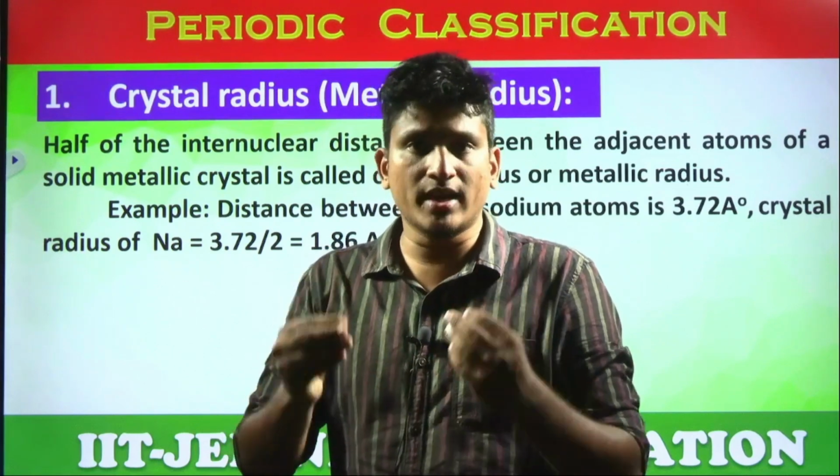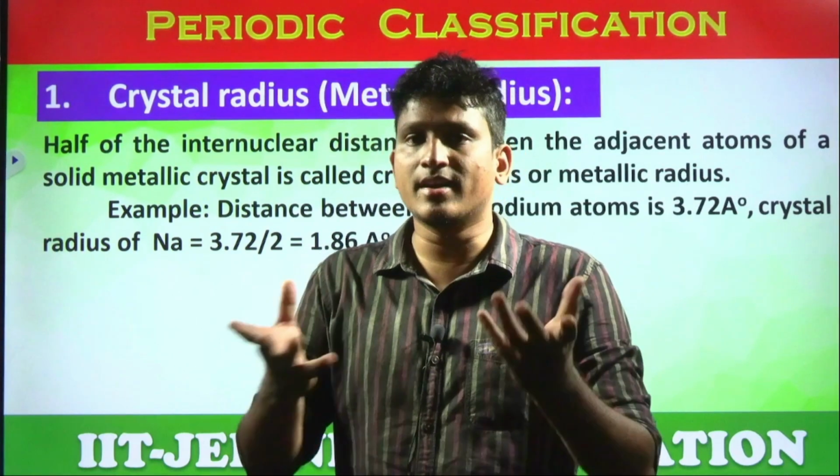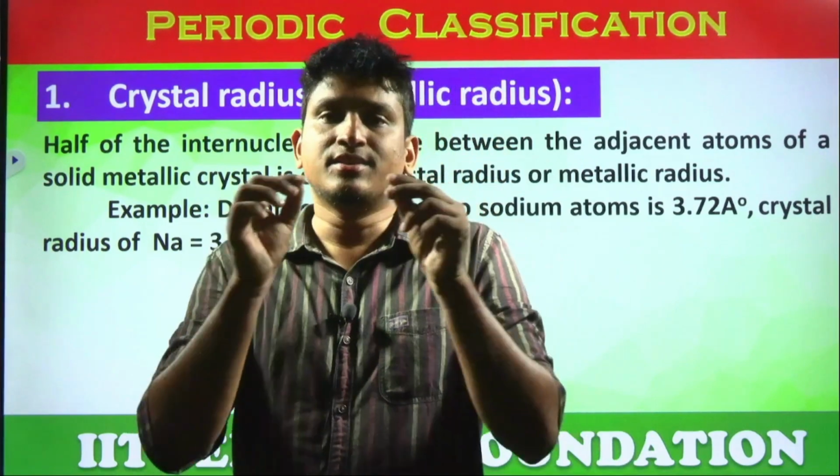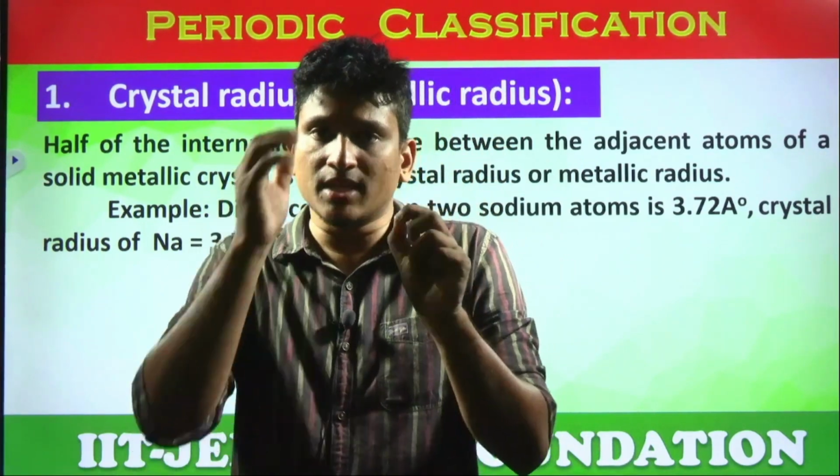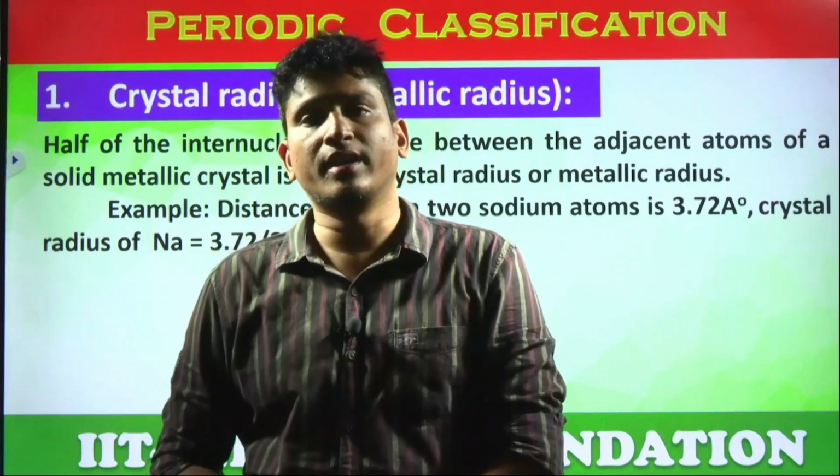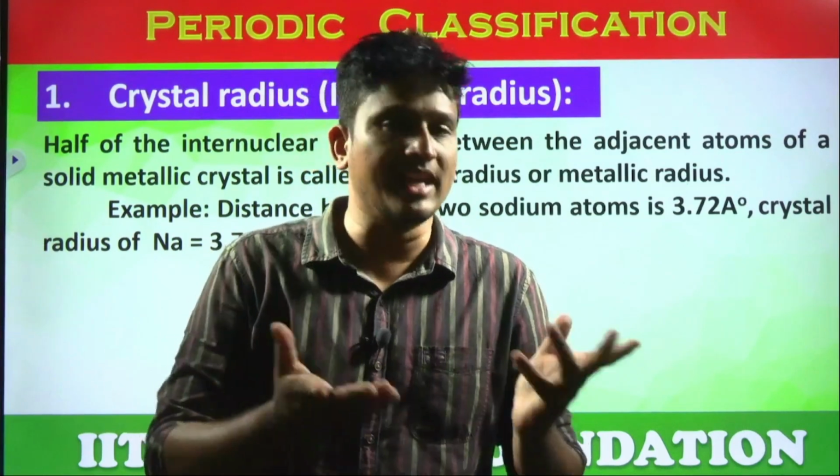Different iron atoms, only iron atoms only, or gold. Gold contains gold atoms, right? How to calculate? The distance between the nuclei of two gold atoms, and half of it, will be the atomic radius of that gold atom or iron atom or any other metal.